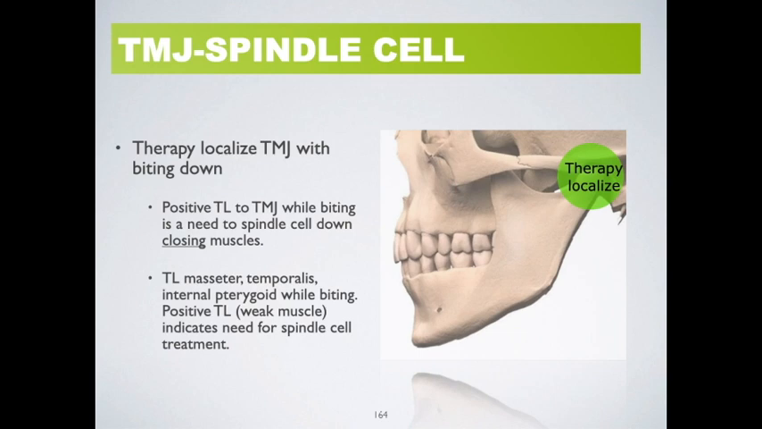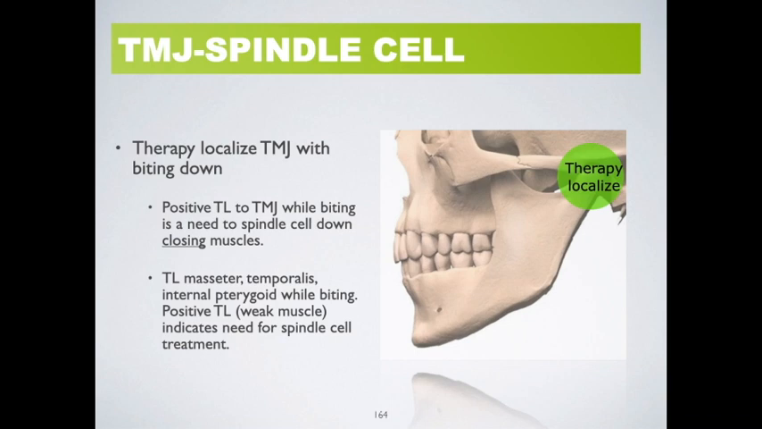The patient is there. You can see where the green circle says therapy localized. That's where they're still TLing the whole time. Have the patient bite down while they're TLing. That's going to be a need to spindle down the closing muscles. Now we may have just fascial flushed some of the closing muscles. Now we need to spindle down some of the closing muscles that are firing too intensely.